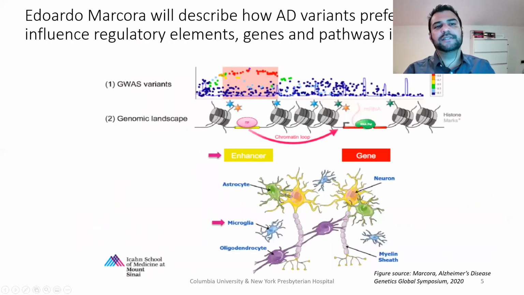Our first talk in the session will be given by Eduardo Marcora, who will describe how AD variants preferentially influence regulatory elements, genes, and pathways in myeloid cells. He'll focus on mining results from large genetic studies to infer biological mechanisms from disease-associated variants. Eduardo will describe how AD variants are enriched in regulatory elements such as enhancers of specific cell types such as microglia and myeloid cells, but not in other brain cell types such as neurons.